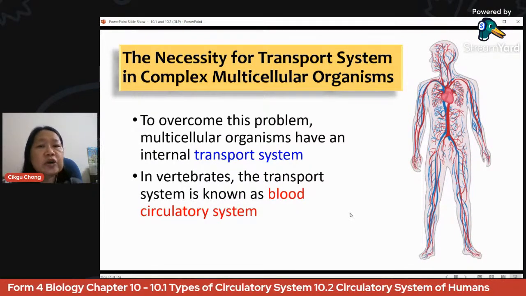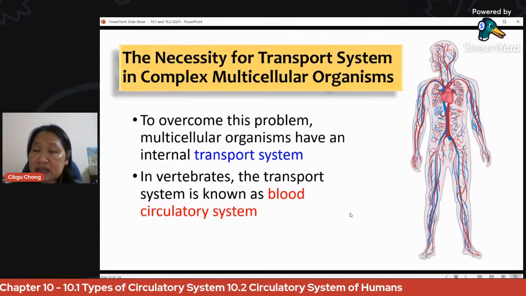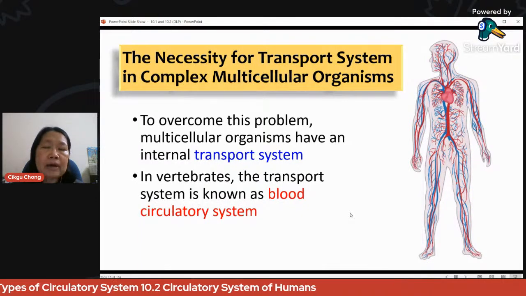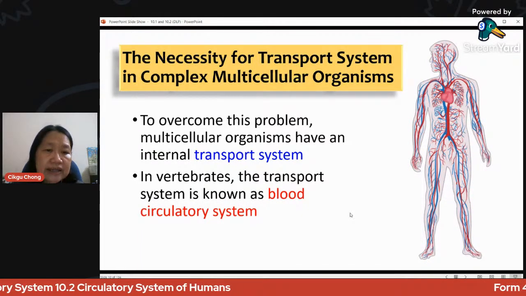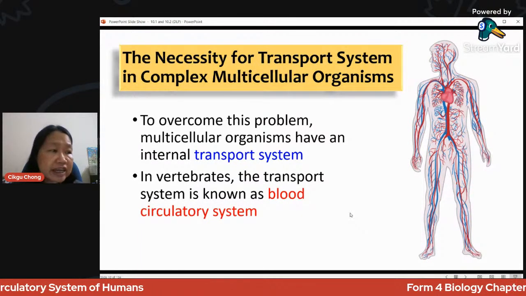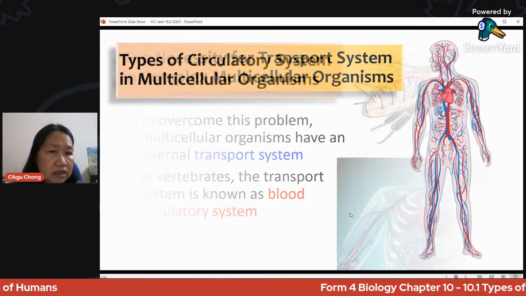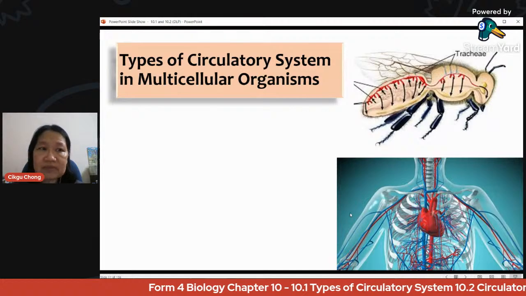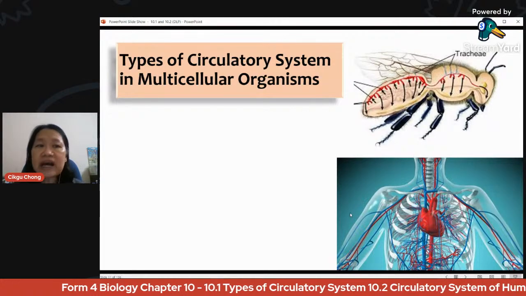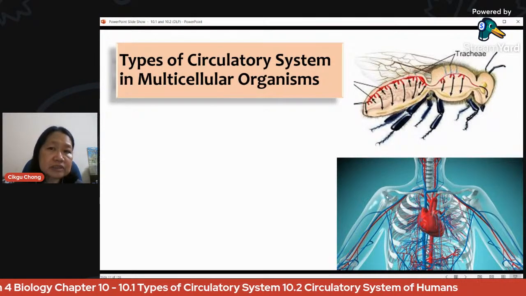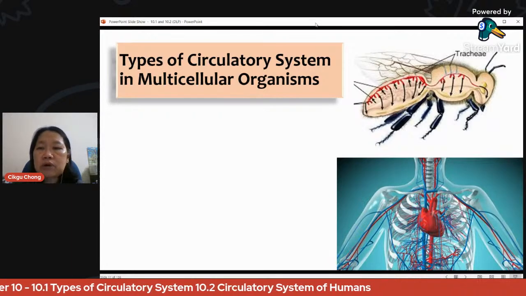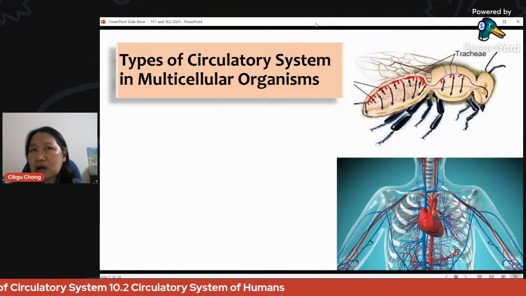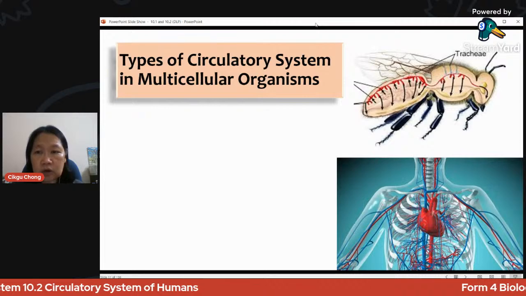Okay, so today we're going to learn the blood circulatory system. We're going to compare among different organisms, their system, the circulatory system of insects, human, animal, fish, and also amphibian. Okay, first of all, let's look at there are two types of circulatory system. There are two types, all right? So one basically is open, one is closed.